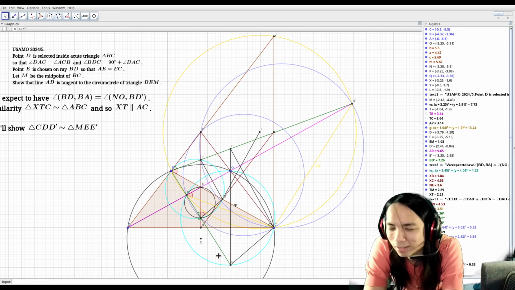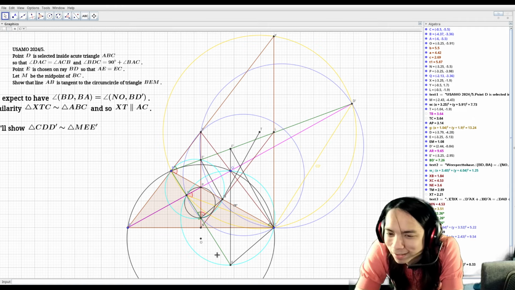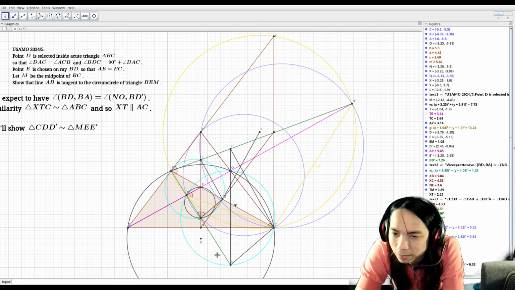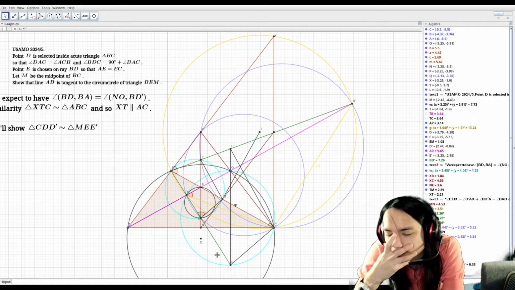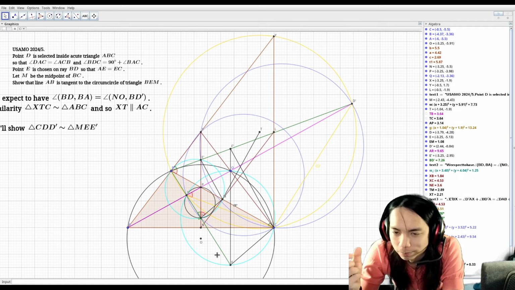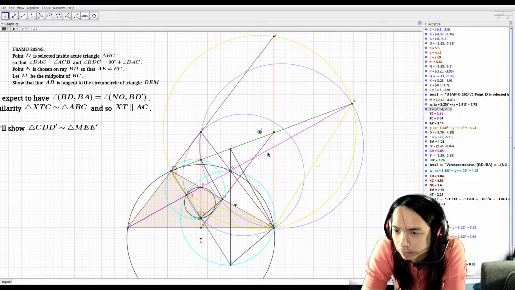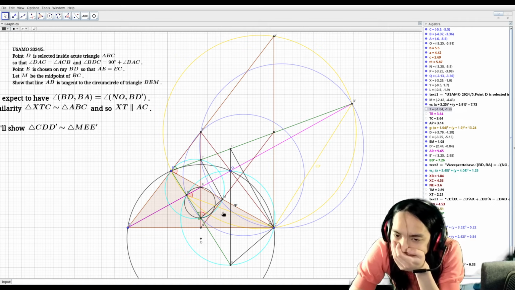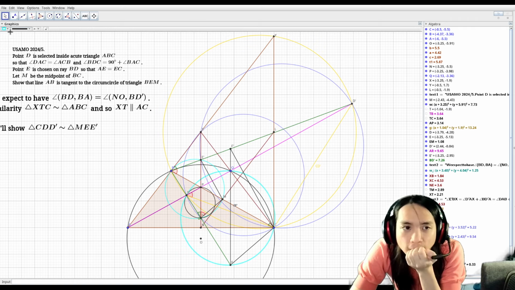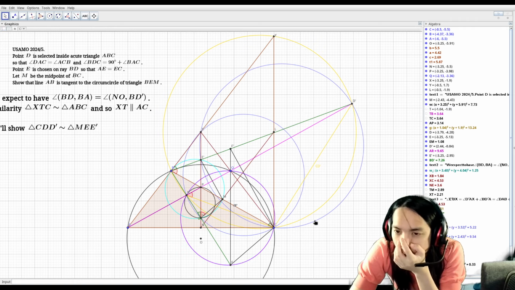I'm not very happy right now. If I want this to be cyclic, what needs to be true? Well, I haven't really used the point. Somehow this is coming in, the power of a point B or something. Oh my god, there's so much random junk that I've drawn.